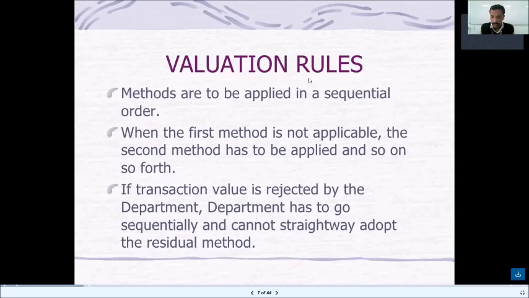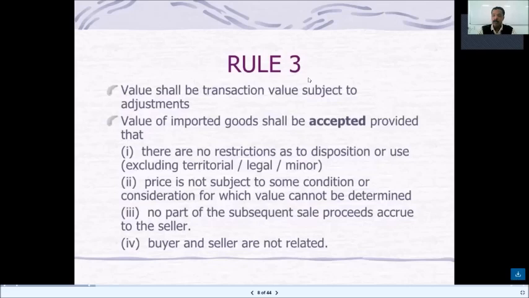Depending upon the situation, sequentially we need to organize and introduce the rules or method of valuation. If transaction value is rejected by the department, the department has to go sequentially and cannot straight away adopt the residual method. The first rule, Rule 3: value shall be transaction value subject to the adjustments of the following. Value of the imported goods shall be accepted provided that there are no restrictions as to disposition or use, excluding territorial, legal and minor. So there should not be any restrictions for importing of such goods.